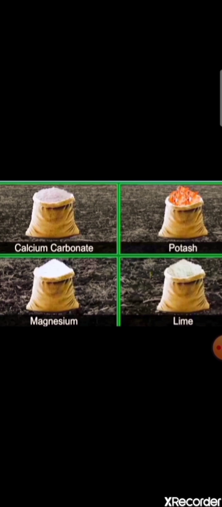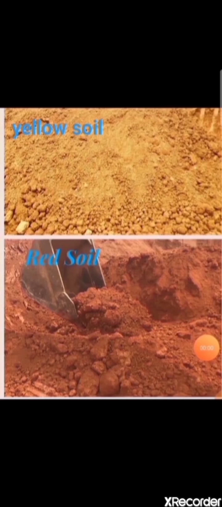Now moving forward to the next soil, that is red and yellow soil. As is clear from its name, it looks yellow and red in color. Now you must be thinking why it looks yellow and red in color. So children, it is because it is formed by igneous rock, and the red color is due to the presence of iron in the crystalline igneous rock, and it is found in the areas of low rainfall.